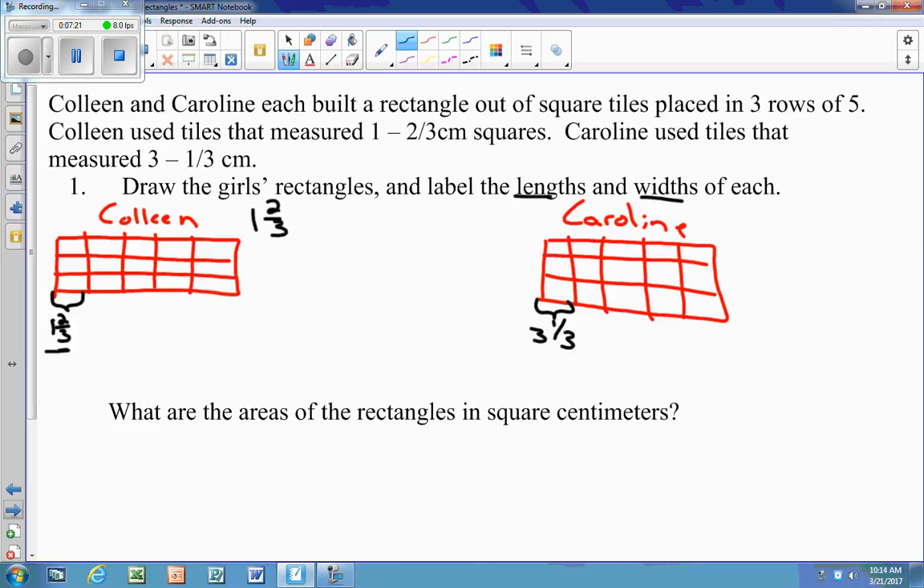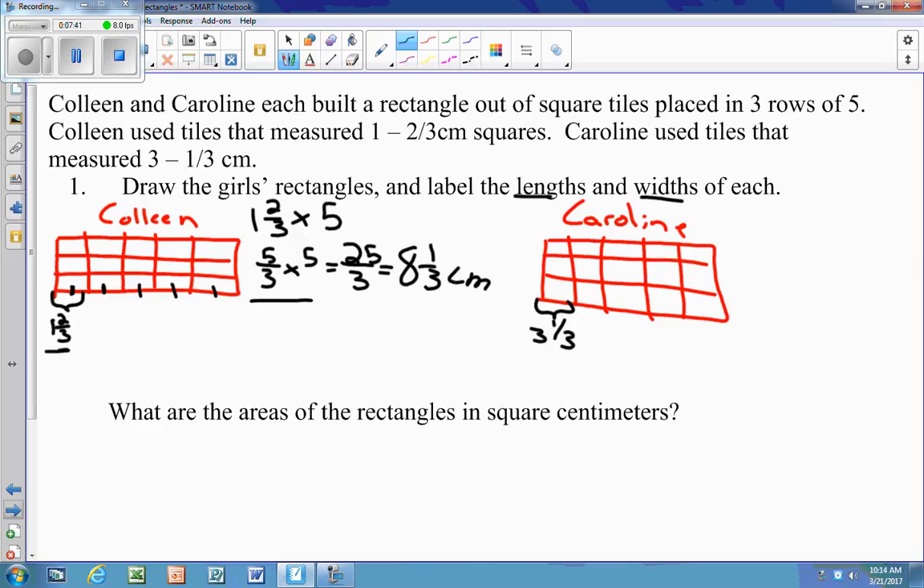So first thing we're going to do, we're going to take our 1 2/3, and multiply to figure out the length by 1, 2, 3, 4, 5, because they are square, they're all the same. So when I do that, I'm going to turn this into an improper fraction, and I end up with 25 thirds, which is 8 1/3 centimeters.